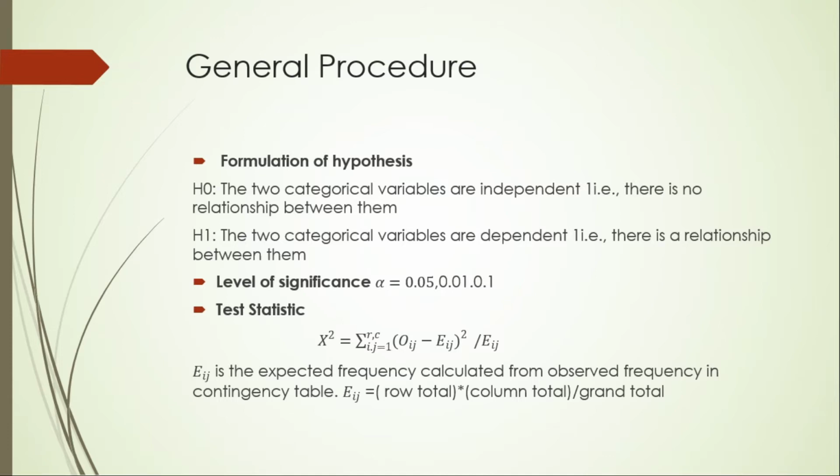In the next step we define our level of significance. It may vary from situation to situation, that is, it may be 0.05, 0.01 or 0.10. Again the test statistic: the chi-square test statistic is equal to the summation of (Oij minus Eij) whole square divided by Eij. Eij is the expected frequency, and these are calculated from the contingency table using the observed frequencies. Its formula is: Eij is obtained by multiplying the row total and column total and dividing by the grand total of the contingency table data.